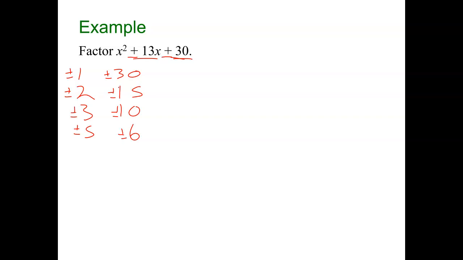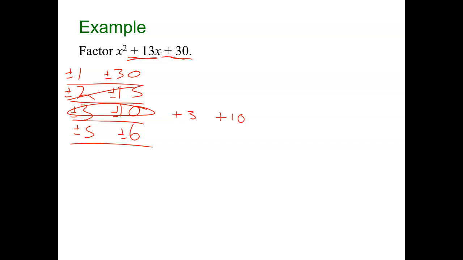So looking at this list, what combination of numbers could I add to get 13? 3 and 10. Okay? 3 and 10, specifically a positive 3 and a positive 10, is the only combination of those numbers that gives me a positive 13 that also multiplies to give me 30. Okay? So, negative 2 and positive 15 gives me positive 13, but negative 2 times positive 15 gives me a negative 30. So I know that that's not going to work. So that's the only combination that's going to work. The signs make a big difference.